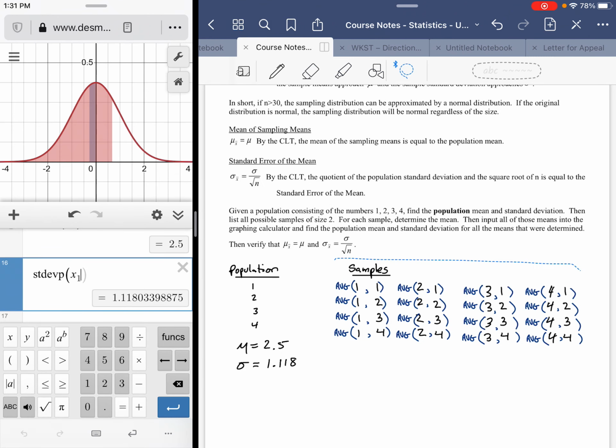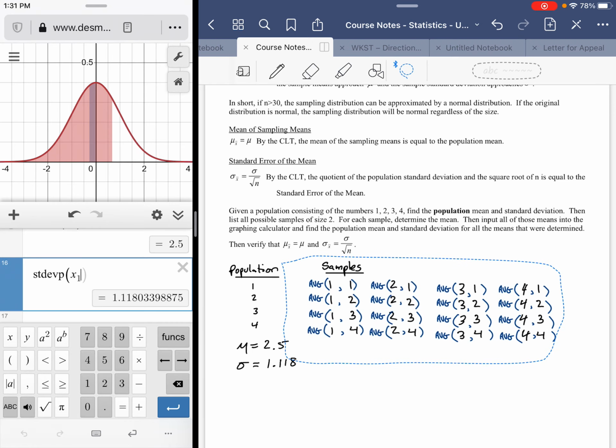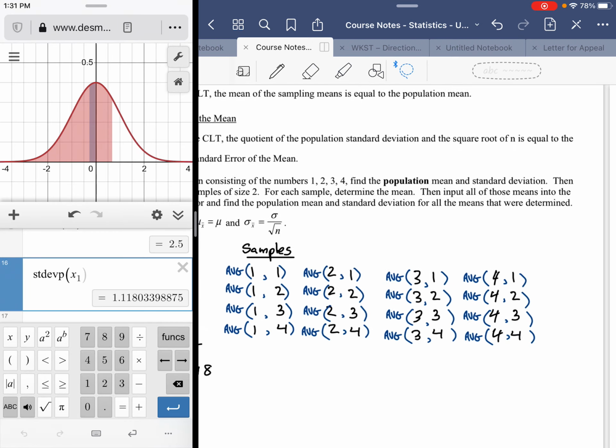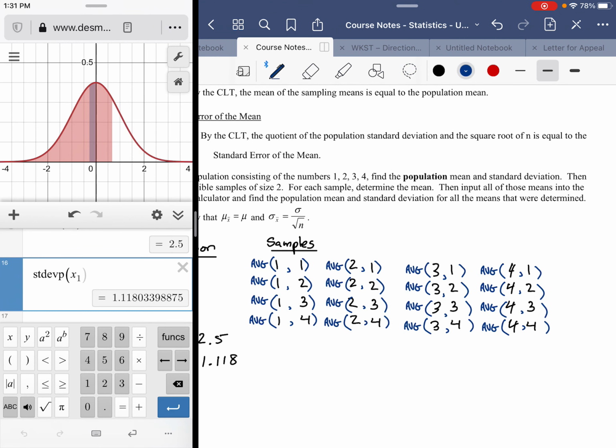All right, so that's obviously fairly challenging in terms of the monotony of it and even the tedium. But those samples will have averages, and you could probably do it in your head. 1 plus 1 is 2, divided by 2 is 1. 1 plus 2 is 3, divided by 2 is 1.5. But you can use technology if you want. It really doesn't make a difference. All right, so 1 plus 3, 4 divided by 2 is 2.